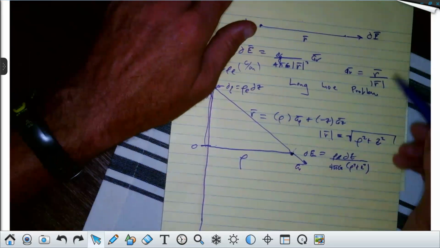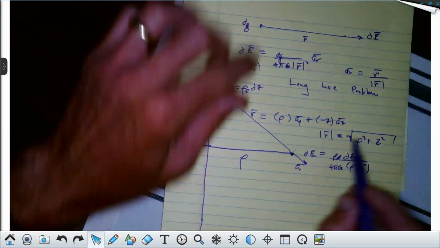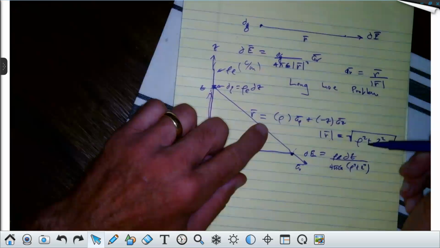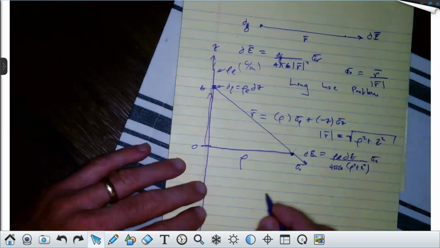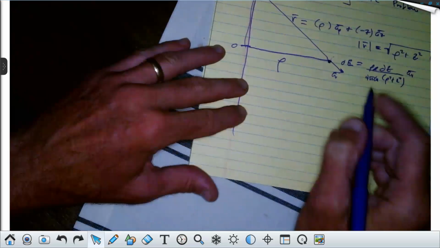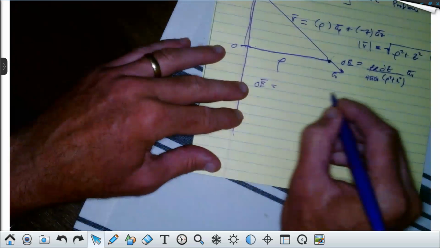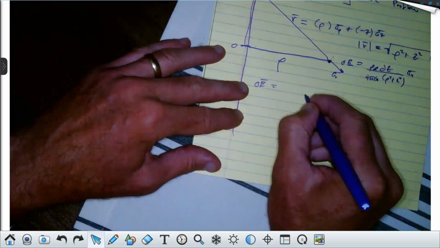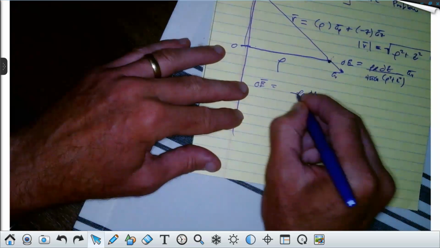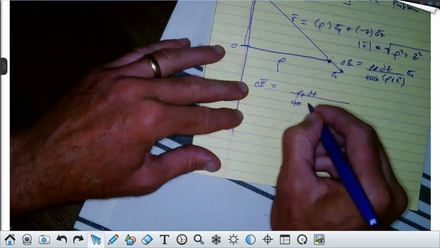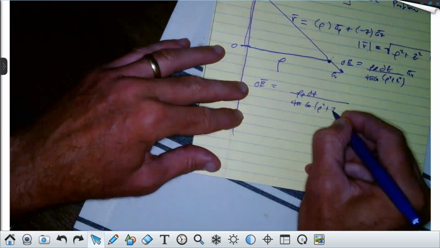I take this, I use this, right? So I've got our vector right there, and there is the magnitude of R. Now I'm going to take this down here. I'll just put AR here to make it a little clearer. So that means my differential electric field will be equal to rho L dz, divided by 4 pi epsilon naught, rho squared plus Z squared.